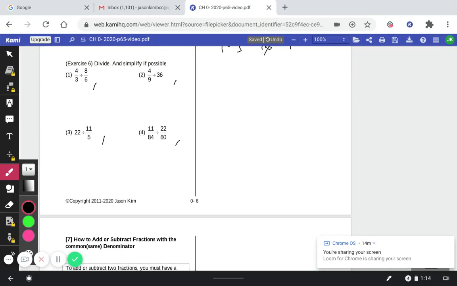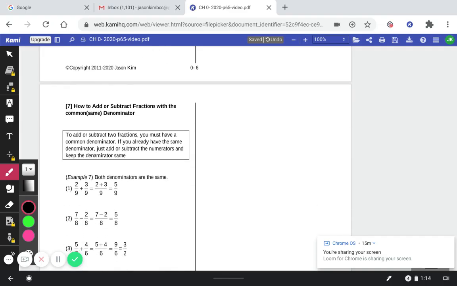By the way, the answer key for each exercise is at the bottom of the end of each section. So you can check your answer at the bottom of the end of each section.